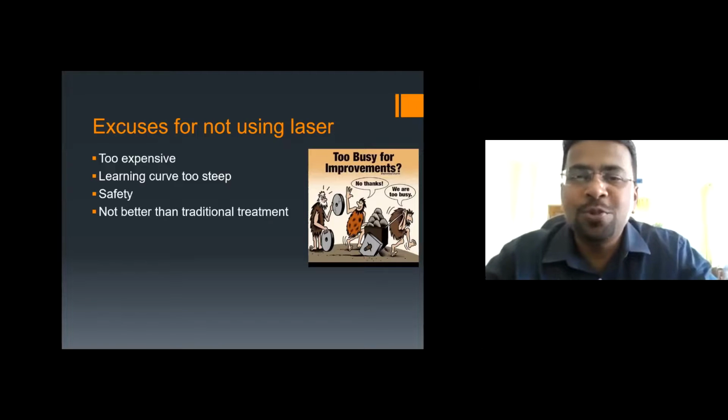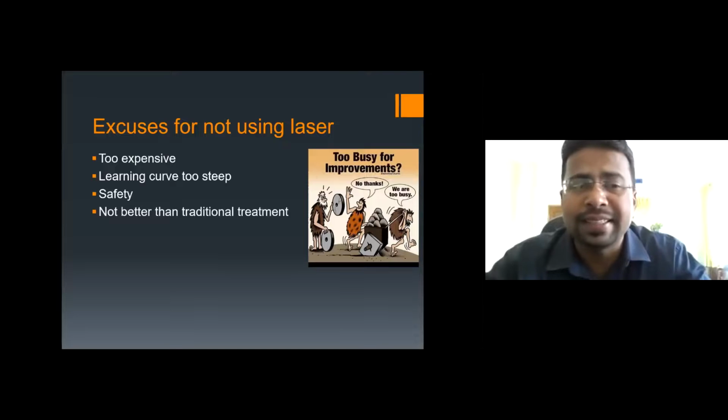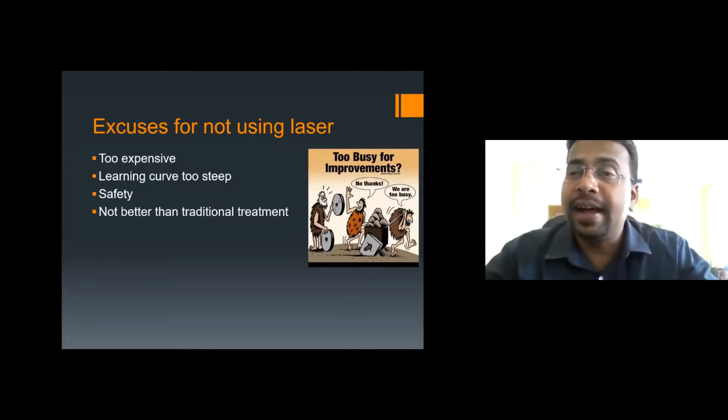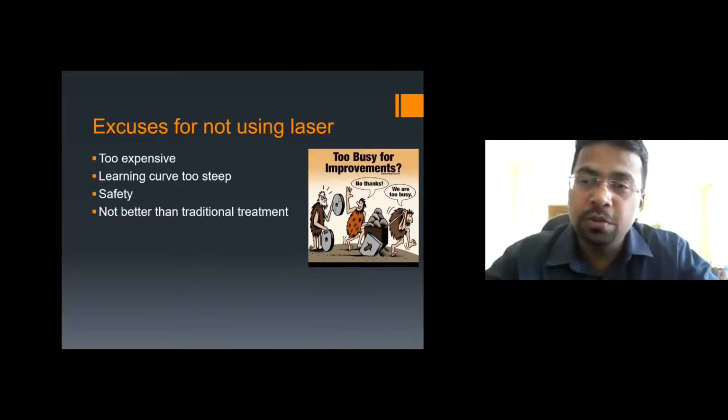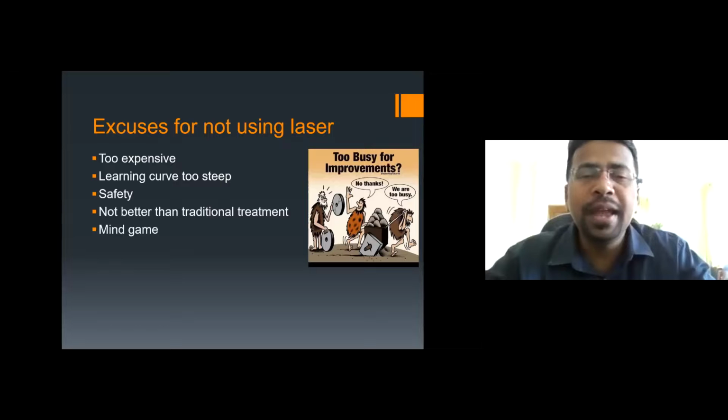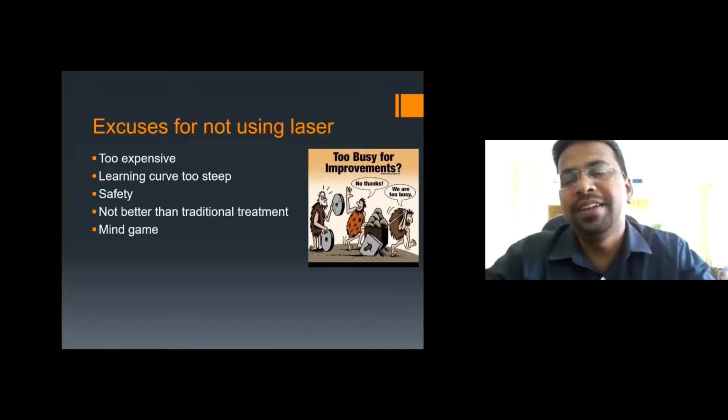Like people, those who are oral surgeons over here, they will say the blade does the work in 1 minute, who will sit and play with the laser, right? But there are a few advantages of lasers over scalpel, so you can use lasers, and ultimately it's a mind game.